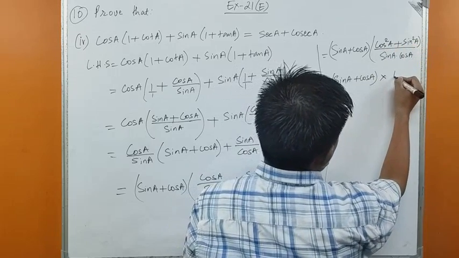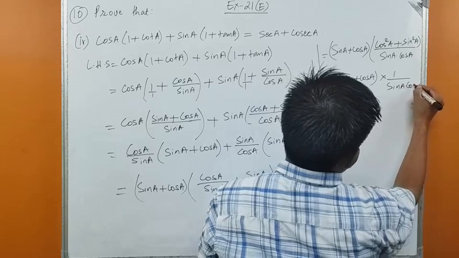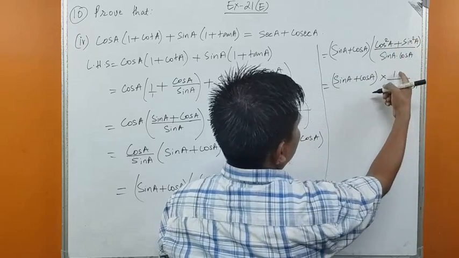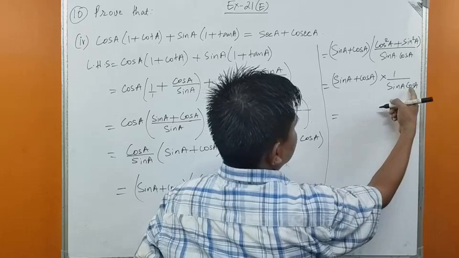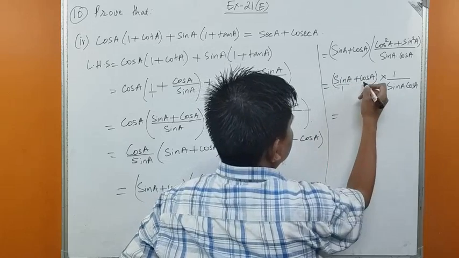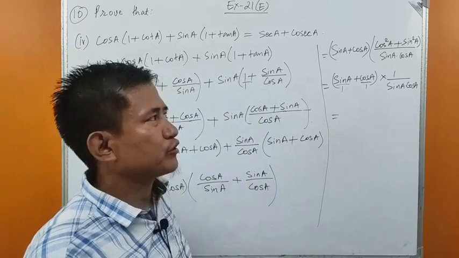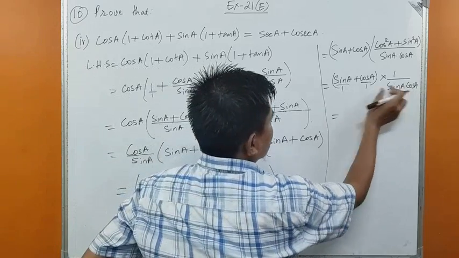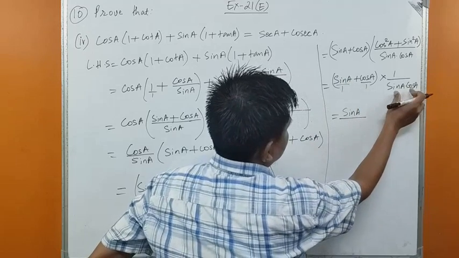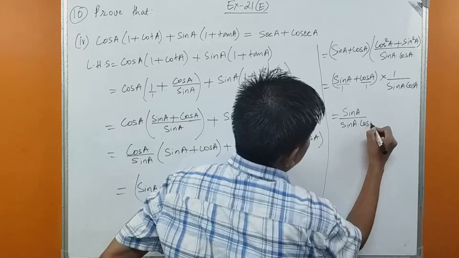This means 1 upon this sin A cos A. Sin square A plus cos square A or cos square A plus sin square A means 1. So in the denominator we have sin A into cos A, so I multiply this with 1 here and 1 here. If there is no number in the denominator, we should understand there is 1. So sin A into cos A into 1, sin A by, we have sin A in the numerator, by sin A into cos A into 1, sin A cos A, isn't it?